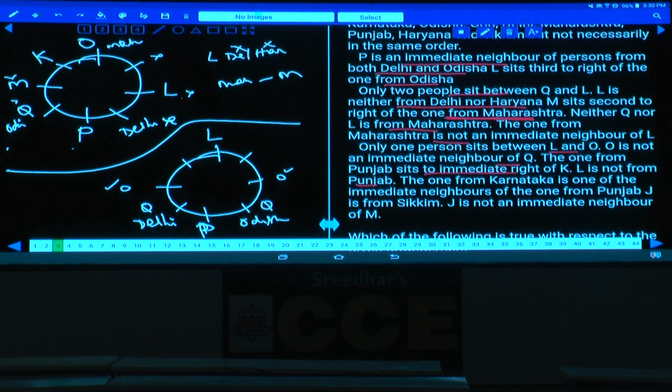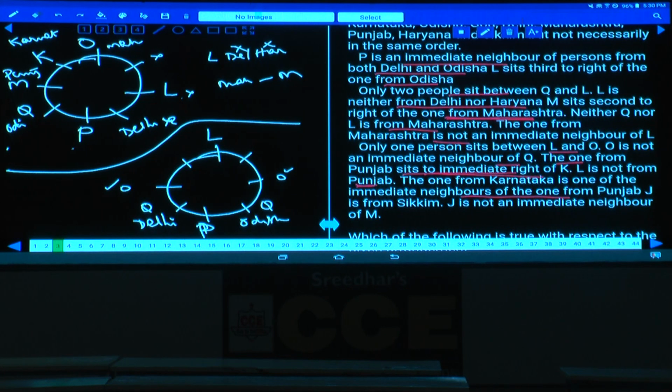If K is here, then who is from Punjab here? M is from Punjab. The one from Punjab sits to the immediate right of K. L is not from Punjab. The one from Karnataka is one of the immediate neighbors of the one from Punjab. Karnataka is an immediate neighbor of the person from Punjab, so who must be from Karnataka? K is from Karnataka. Then J is from Sikkim.